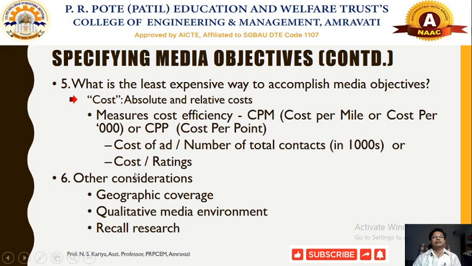Or it can be calculated as the cost of the advertisement divided by ratings. Those ratings are provided by certain national and international research firms, for example AC Nielsen, ORG-MARG. These research firms provide the ratings, and depending on that we can calculate the CPM or CPP. Some other considerations are taken into account while defining our media objectives. What will be the geographical coverage in which you are going to target that particular group of customers, as well as some other qualitative media environment.